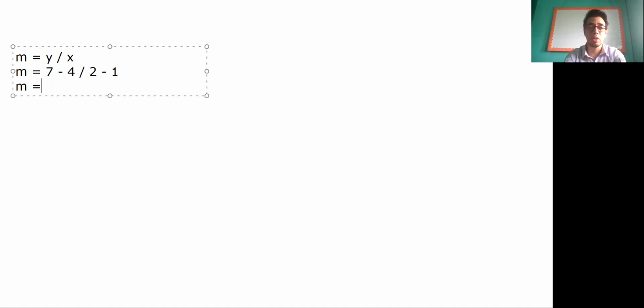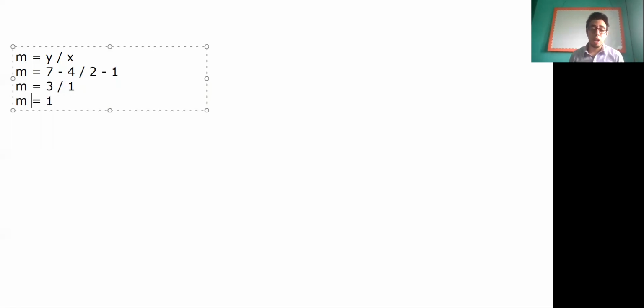And m is going to be 7 minus 4, that is 3. Divided by, I was going to write minus, but it's a division, 2 minus 1, that is 1. Look, it is what we have at the beginning. The slope is going to be 3. So if you already know the rate.